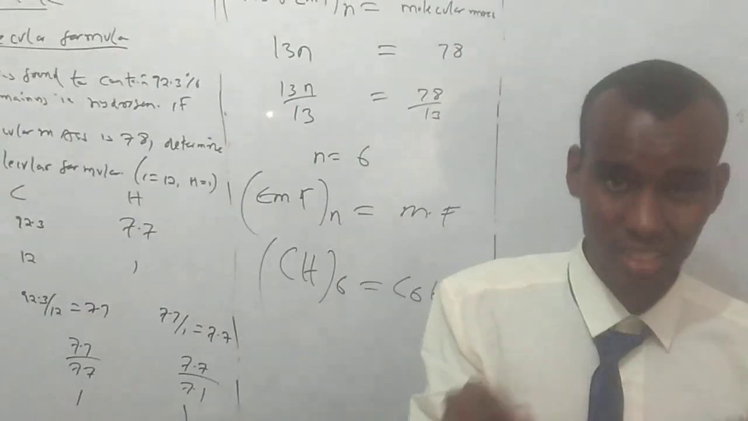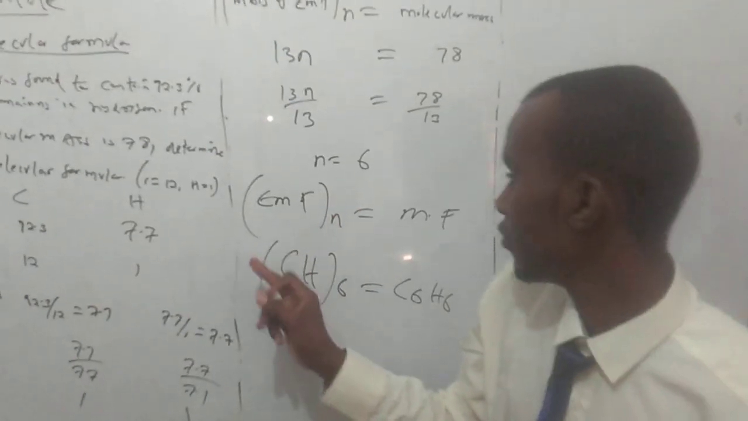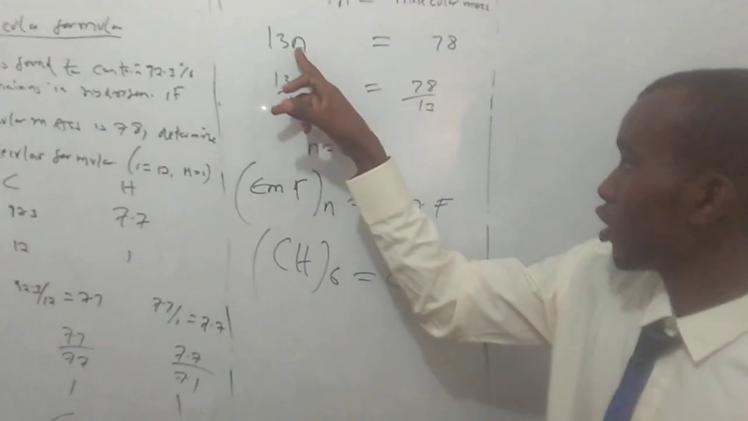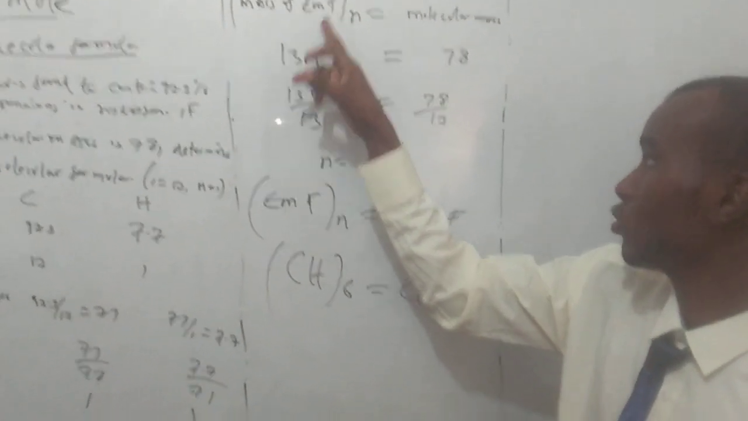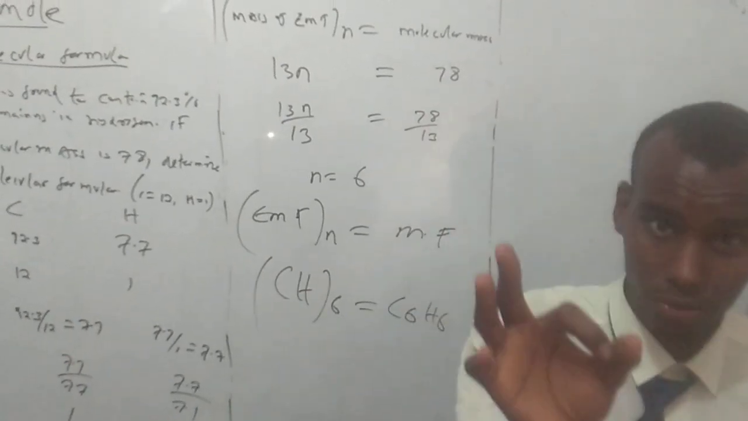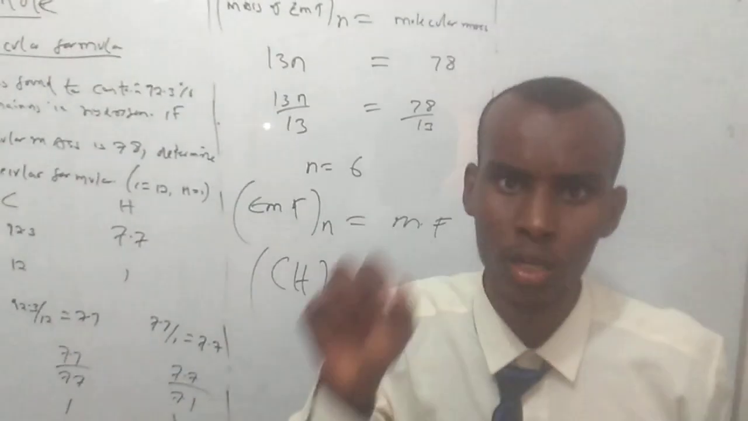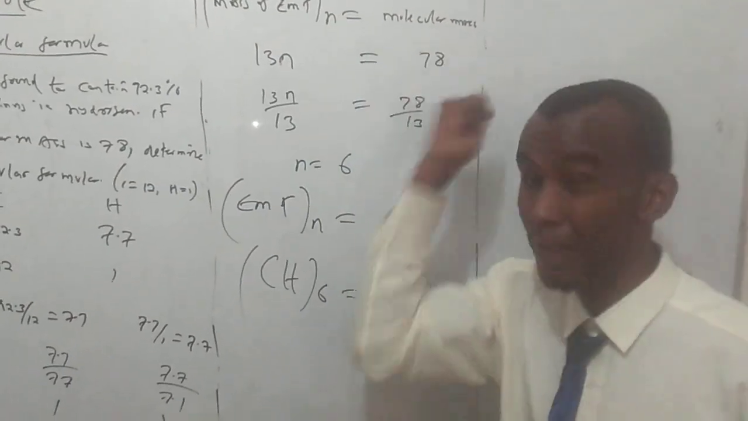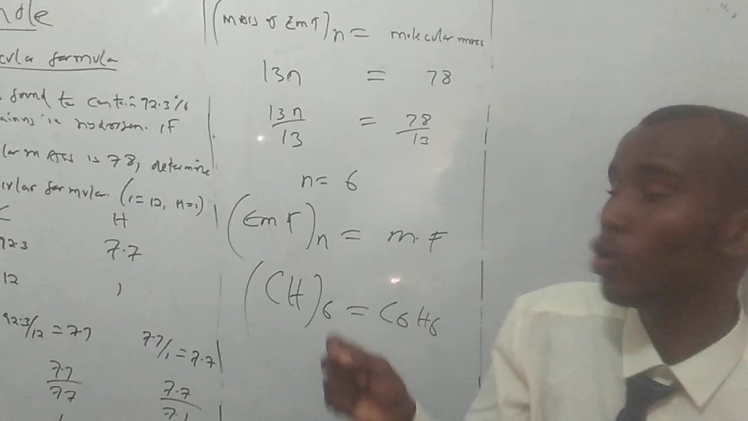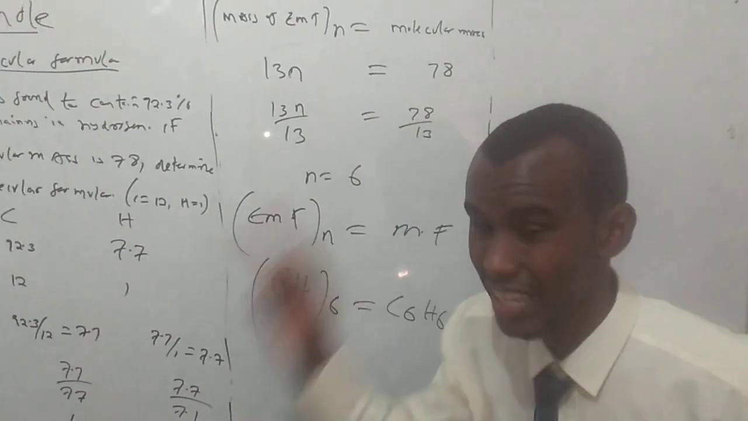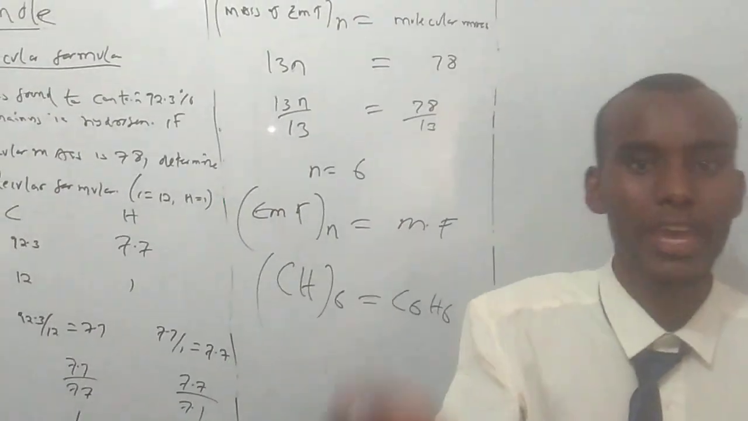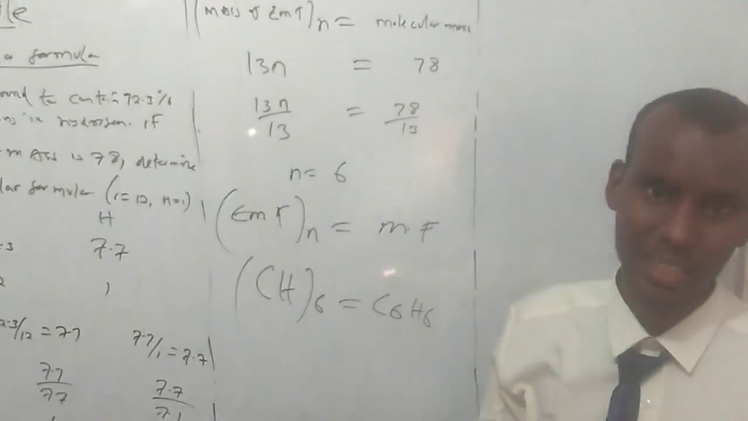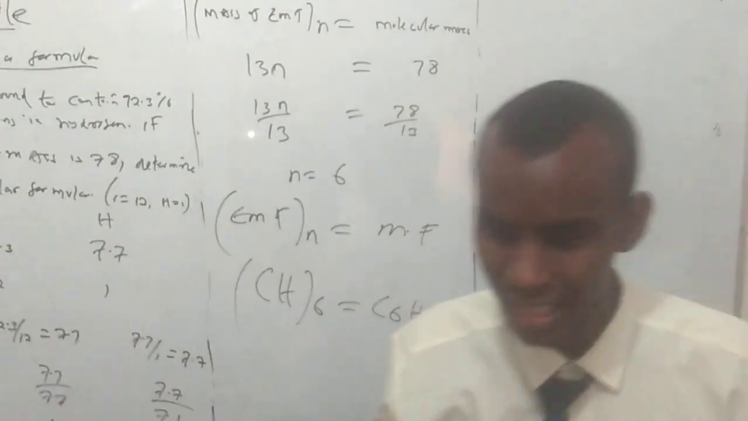We equate the mass of the empirical formula to the molecular mass. Empirical formula, remember, was CH. Carbon is 12 and hydrogen is 1. 12 plus 1 will give us 13. Then 13 multiplied by N should equal the molecular mass. For us to get the value for N, we divide by 13. So N will be 6. Then that 6 will be multiplied by the empirical formula for us to get the molecular formula. I hope you understand. So I want to summarize this class.